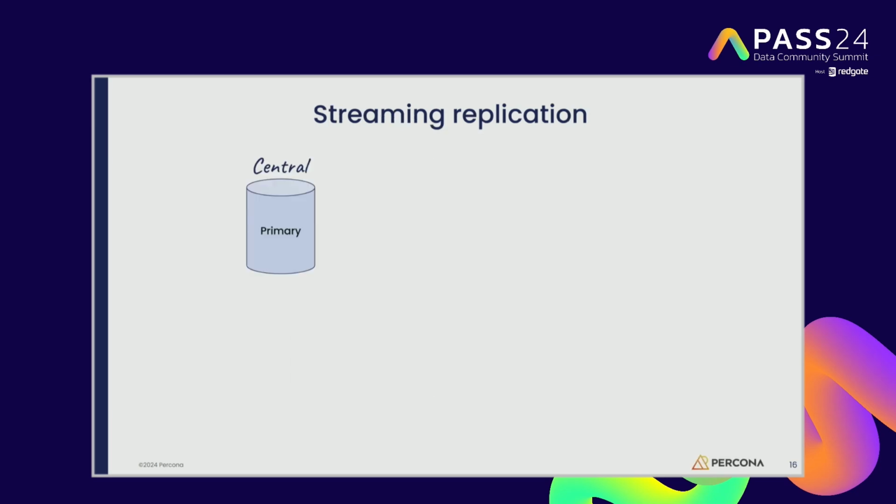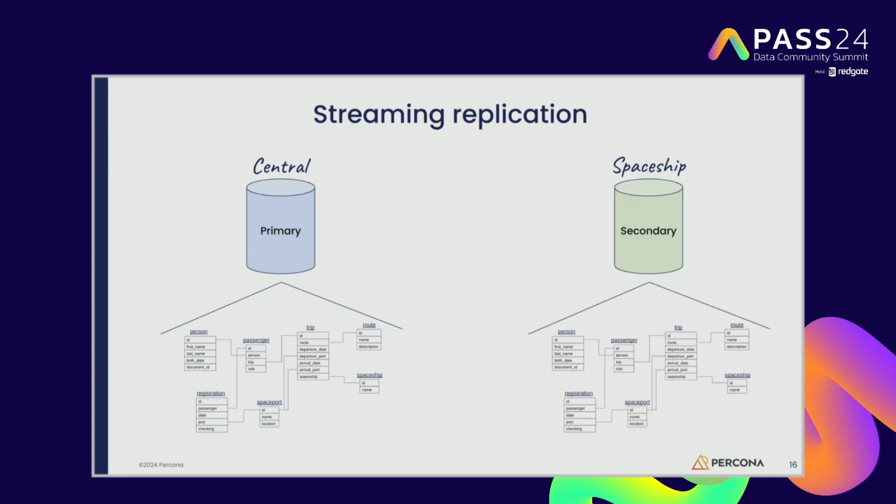So if we use streaming replication for that, we would have the whole schema on central, and we would have a copy of the schema on board the spaceship, right? With everybody that is registered to the trip here as well. Except when we try to write to the registration, this is Postgres, you cannot, right? So this model doesn't work for this use case.